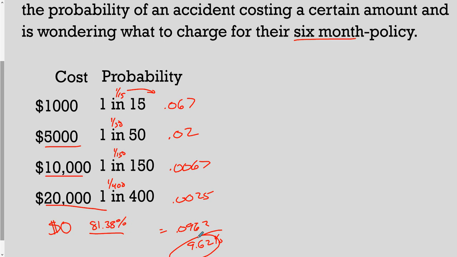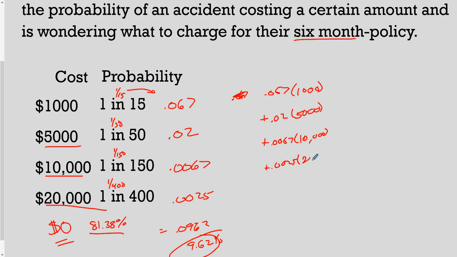So the rest, 81.38%, would be 1 minus the 9.62%, cost the company nothing. So when we go to figure out what this expected value is, meaning what is the expected payout for an individual person, we're going to take the 0.067 times $1,000, and we're going to add 0.02 times $5,000 plus 0.0067 times $10,000 and the 0.0025 times $20,000.